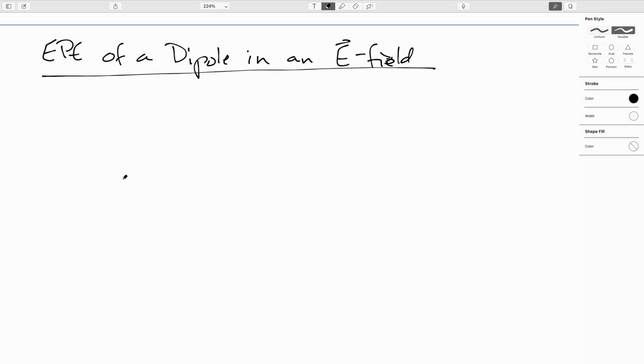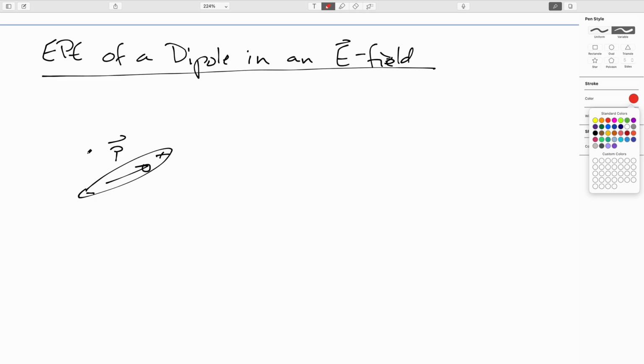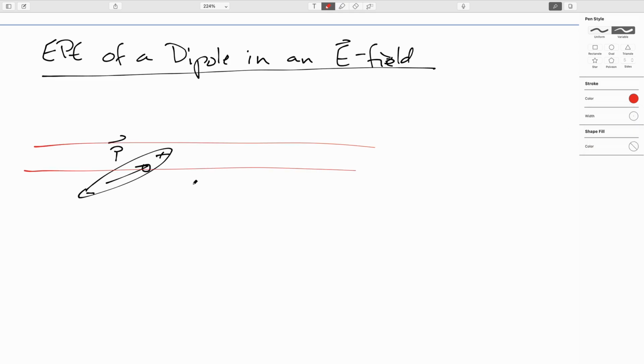So we imagine you've got some sort of electric dipole here. One end will be minus, the other end will be plus. And associated with it is a dipole moment P. We'll say that our dipole is sitting in a uniform electric field E. The dipole moment is making an angle phi with respect to the electric field.